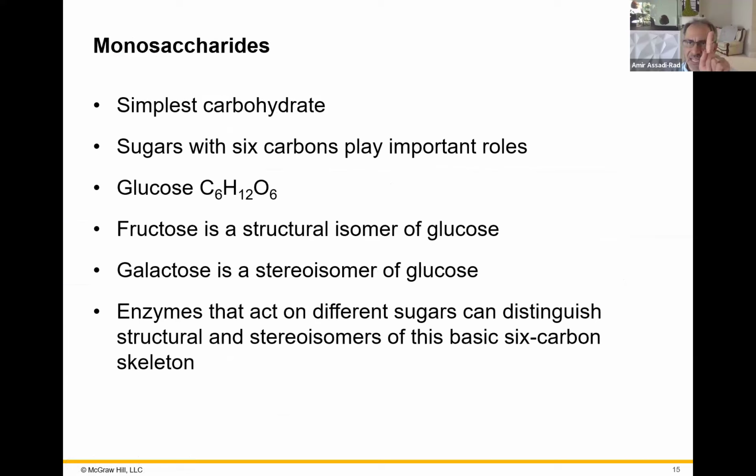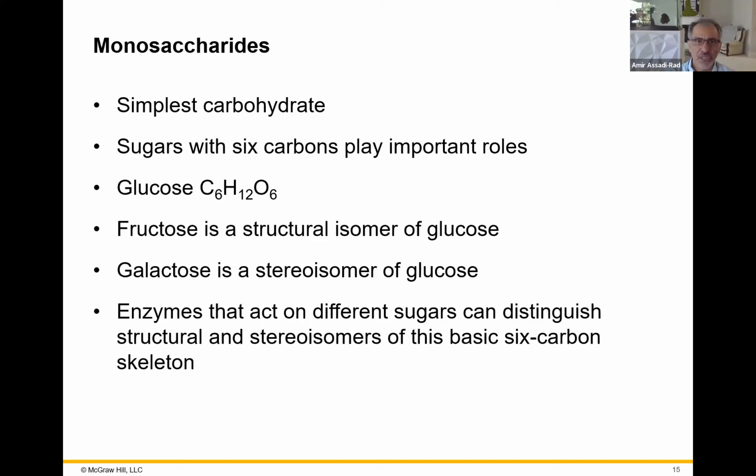Mono means one, saccharide means sugar. So the simplest carbohydrates, you dealt with them in the lab today. Glucose is a single sugar molecule with 6 carbons and plays important roles. The empirical formula for glucose is C6H12O6. It means it has 6 carbon, 12 hydrogen, 6 oxygen. You remember the 1 to 2 to 1 ratio? I just talked about it.